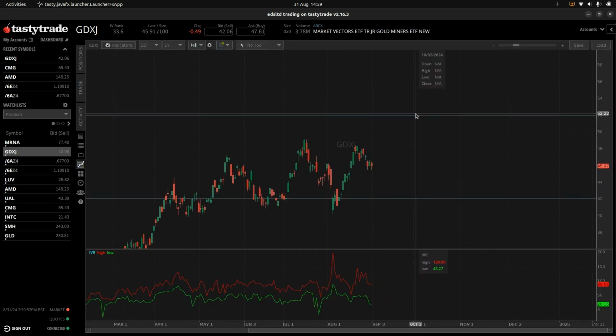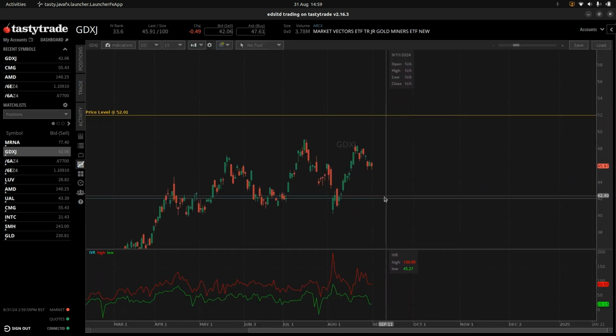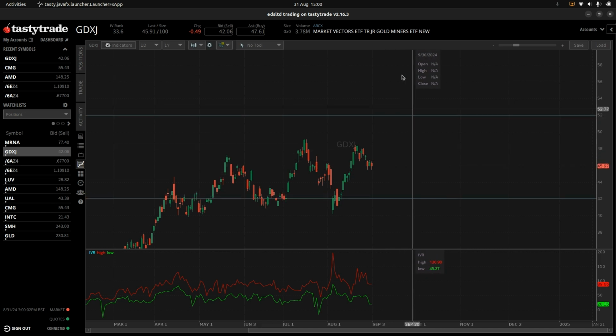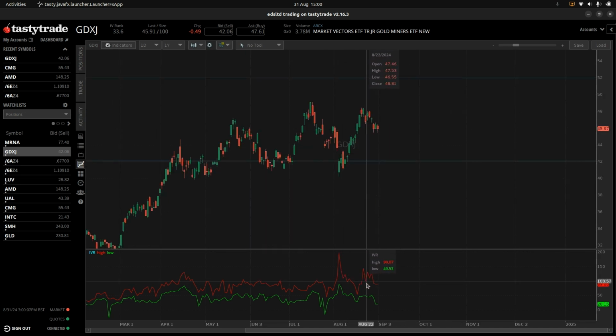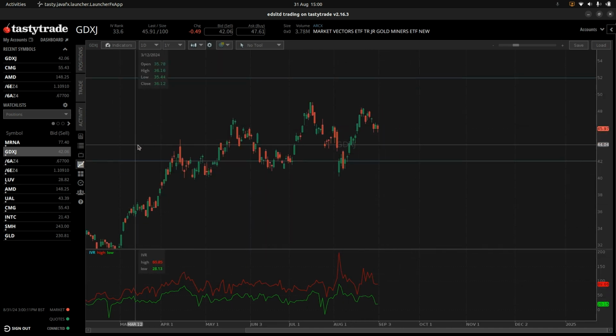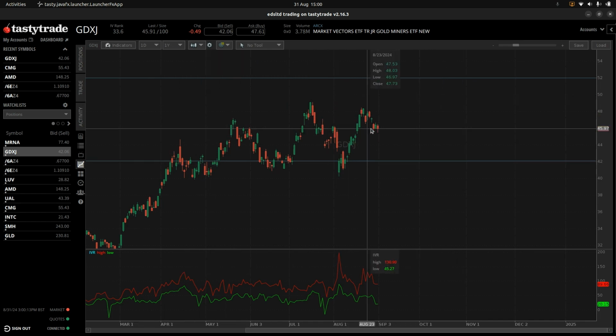We're here at 52, and we're also at 42. So 42 and 52, price is currently at 46. I mean, this is perfect. IV rank seems to be coming down a little bit. We're right in the range, right in the middle of the range. Price seems to be moving kind of sideways-ish recently.